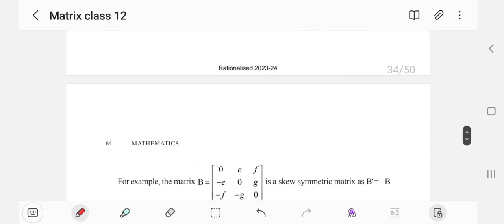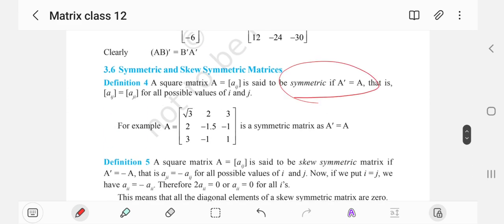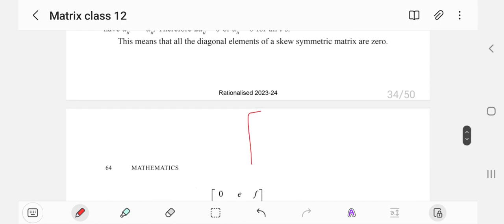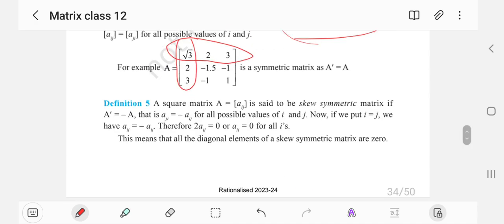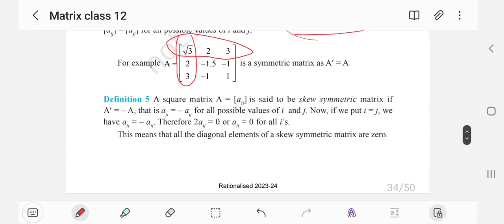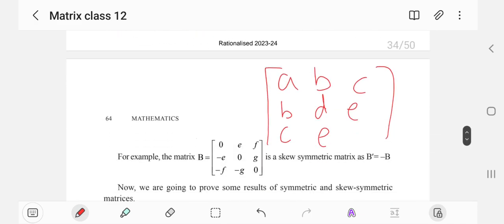Let's try to see some similar pattern in a symmetric matrix also. If you see in the symmetric matrix, this row and this column are the same, right? Let me write it in general. If I have A, B, C here, then the same B, C will be here. If I have some element D, E here, then I will have E here and a different element F here.